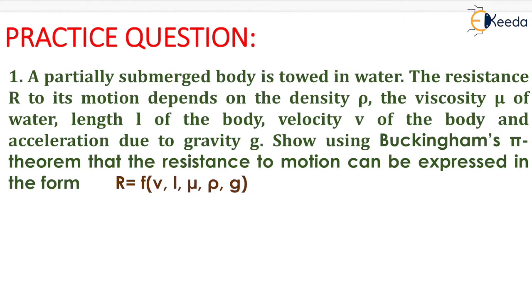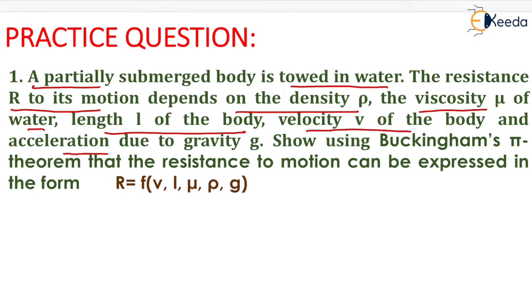The question is given as: a partially submerged body is stored in water. The resistance R to its motion depends on the density rho, the viscosity mu of the water, length L of the body, velocity V of the body, and acceleration due to gravity g. Show using the Buckingham-Pi theorem that the resistance to motion can be expressed in the form of R equals a function of V, L, mu, rho and g. Now we have to solve this question.